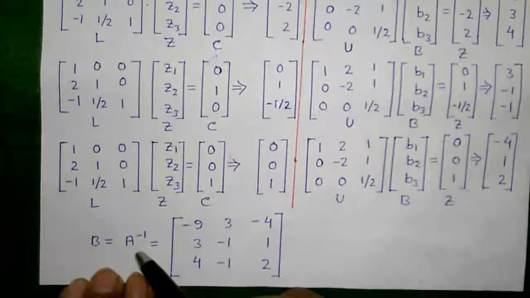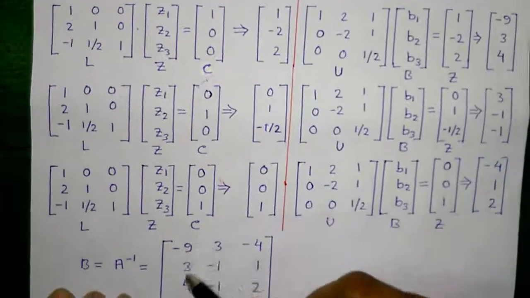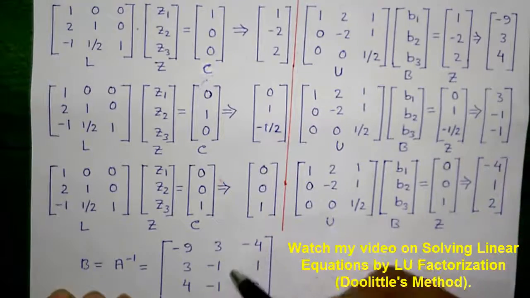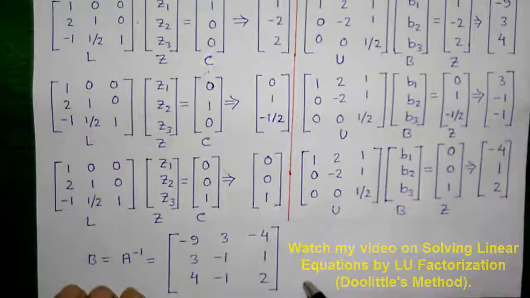So matrix B equals matrix A inverse equals, this is the first column, this is the second column, and this is the third column. So this is our matrix A inverse.